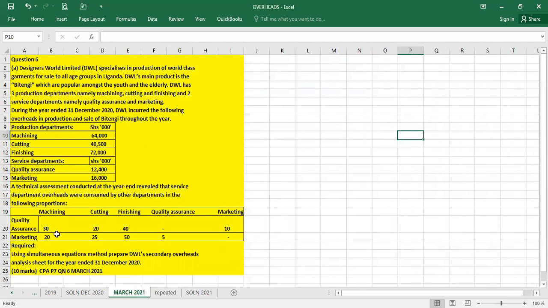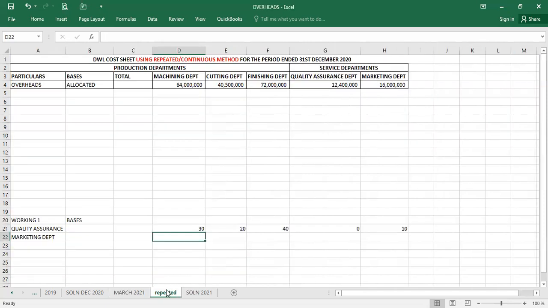For it, it gives out 20, 25, 50, and 5. This is 20, 25, 50, and 5. But it doesn't give to itself, so there we can leave, we put a 0.